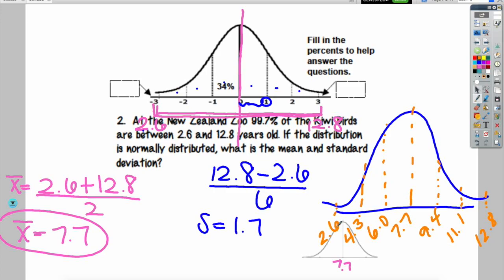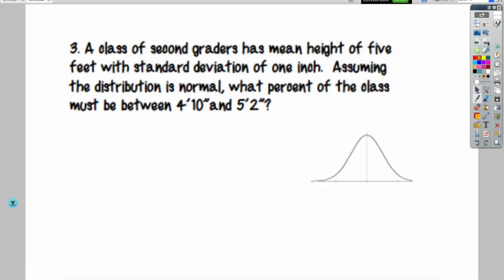So even using this, I can ask you future questions, like, what percentage of kiwi birds have ages between 6 and 9.4? And you would say 68%, using what you know about the empirical rule and the percentages. See what I'm saying? Let's look at the next one. You guys got a hang of it? You want to try this one on your own? You want to do this one together?